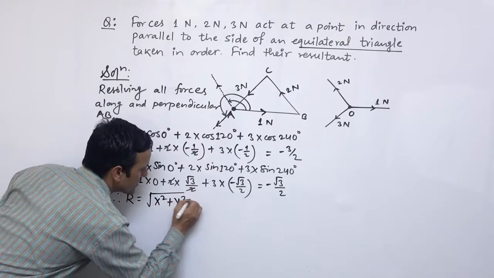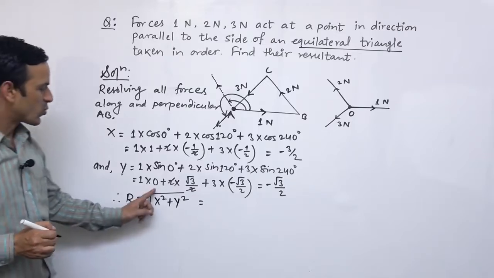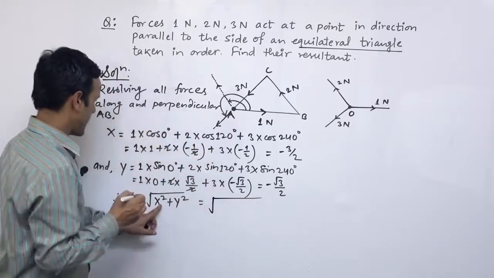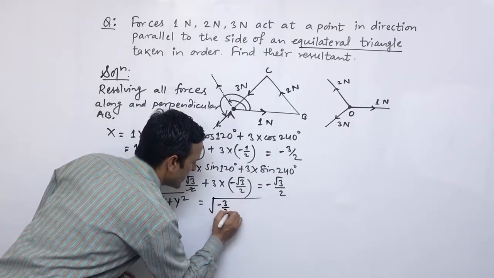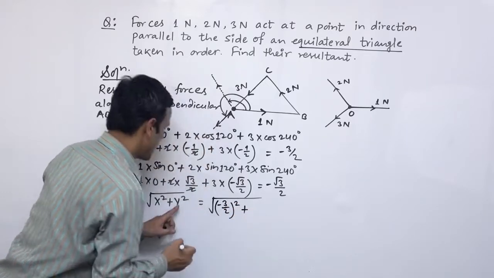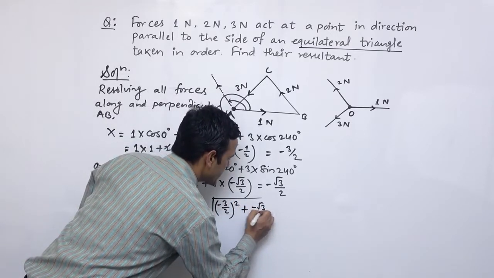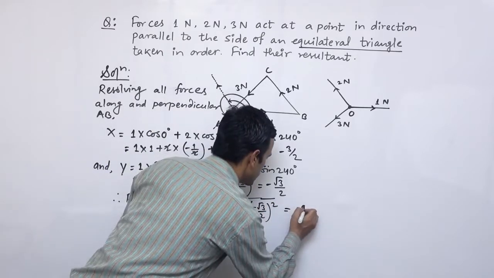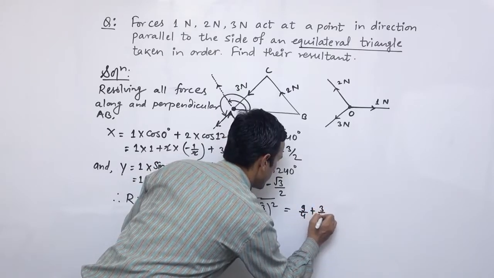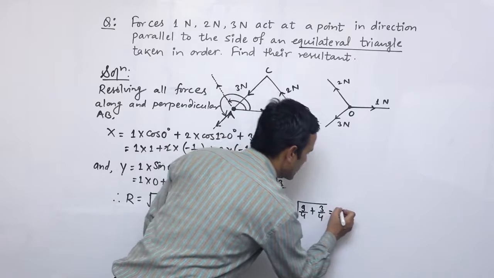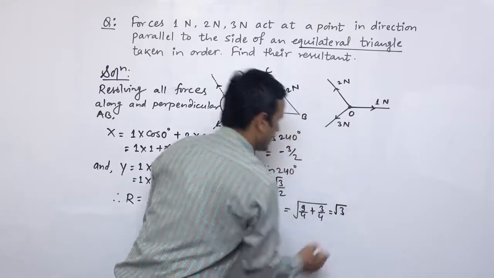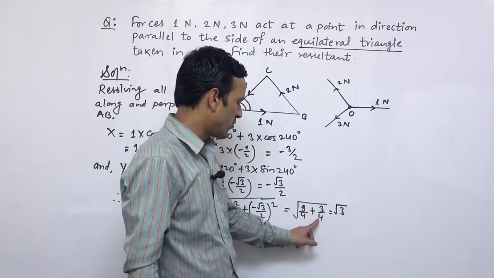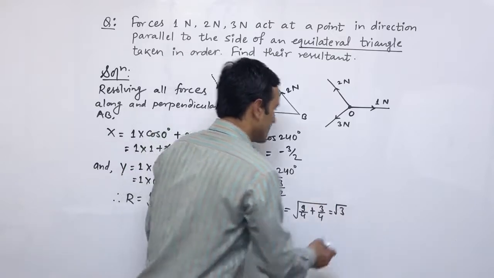Now we can find the resultant. The square root of x square plus y square is the resultant, so this is the formula. Substituting the value of x, minus 3/2 whole square, and the value of y, minus √3/2 square. After solving it, 9/4, 3/4, and 12/4 means 3, and √3. 9 plus 3 is 12, and 12/4 means 4 threes are 12. So √3 is the correct answer.